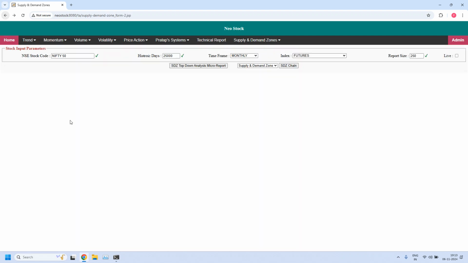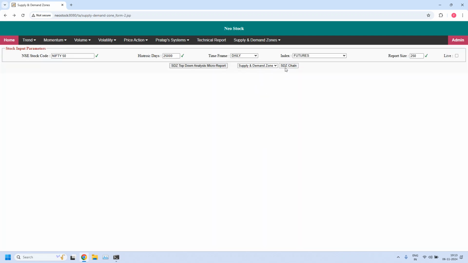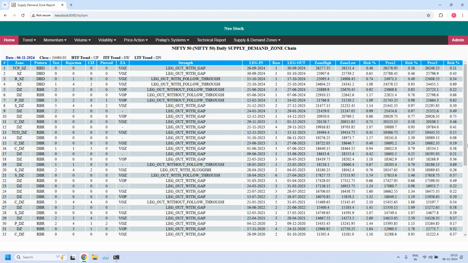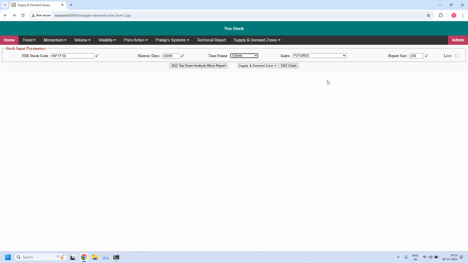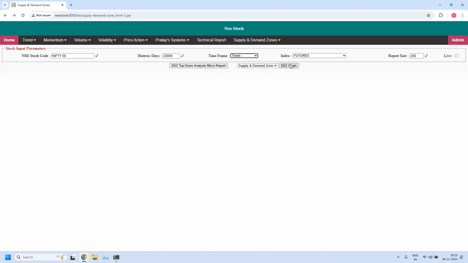Okay, next, changing the time frame to weekly, generating the weekly supply demand zone chain for Nifty. Okay, the next time frame is daily, generating the daily supply demand zone chain for Nifty. Okay, next time frame is 125 minutes, generating the 125 minute supply demand zone chain for Nifty. Next time frame is 75 minutes, generating the 75 minute supply demand zone chain for Nifty.